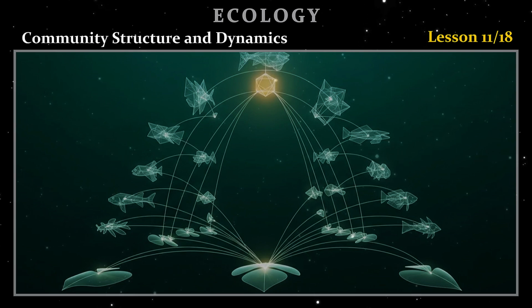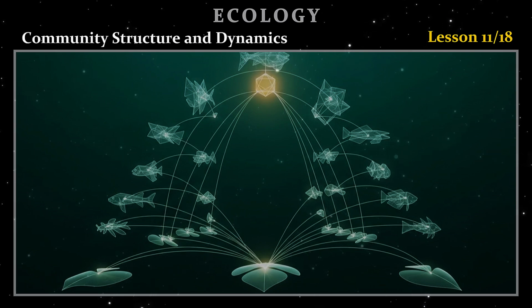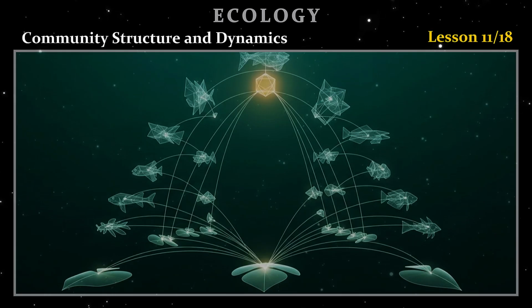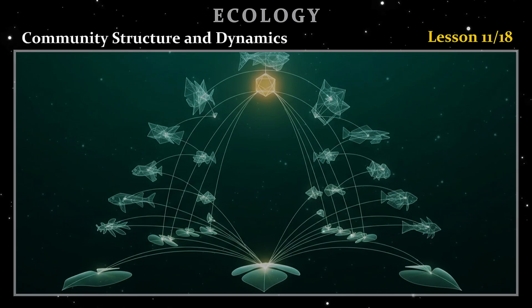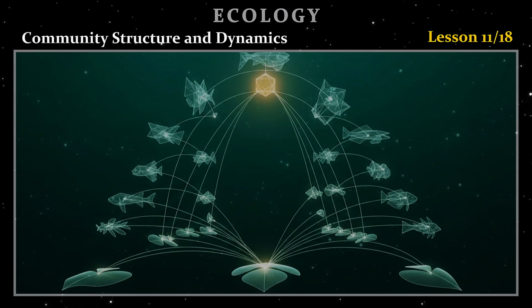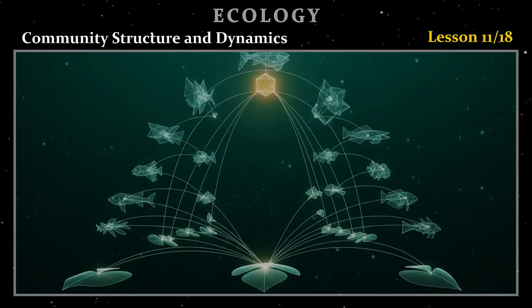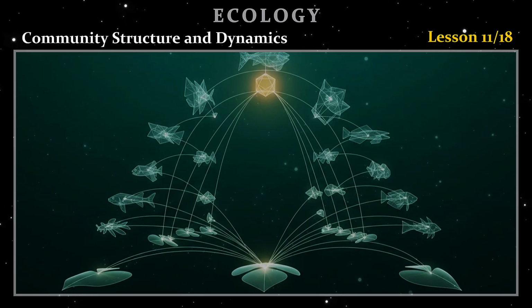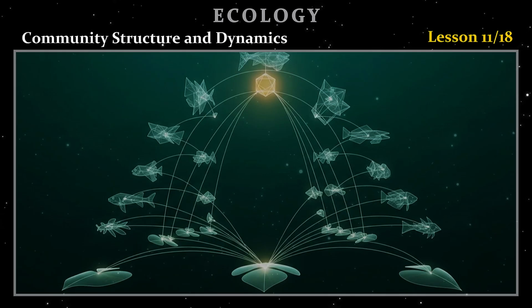We also look at the direction of control. Does the community work from the bottom up or the top down? In a bottom-up model, the community is controlled by nutrients. If you add more nitrogen to the soil, more grass grows. If there is more grass, there are more rabbits. If there are more rabbits, there are more foxes. The energy pushes upward from the base.